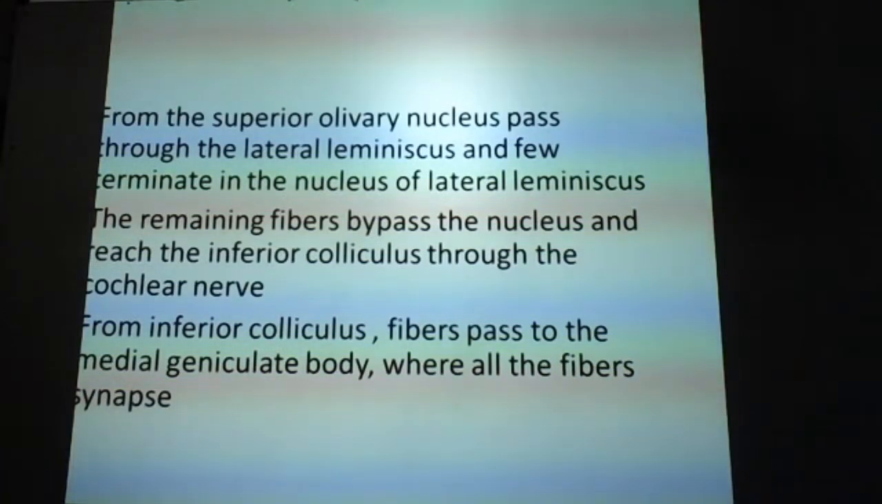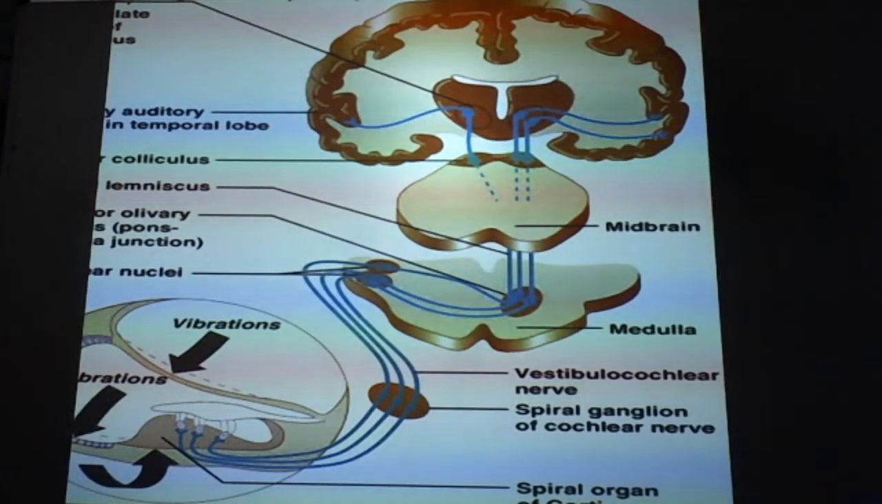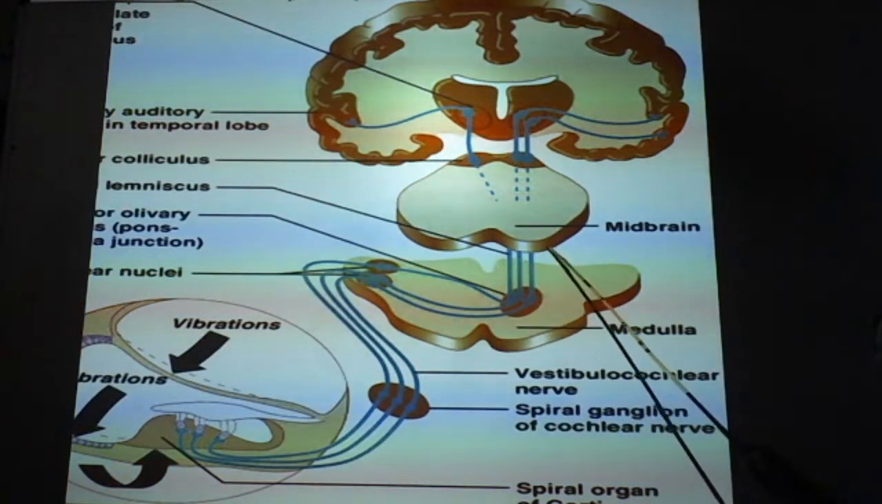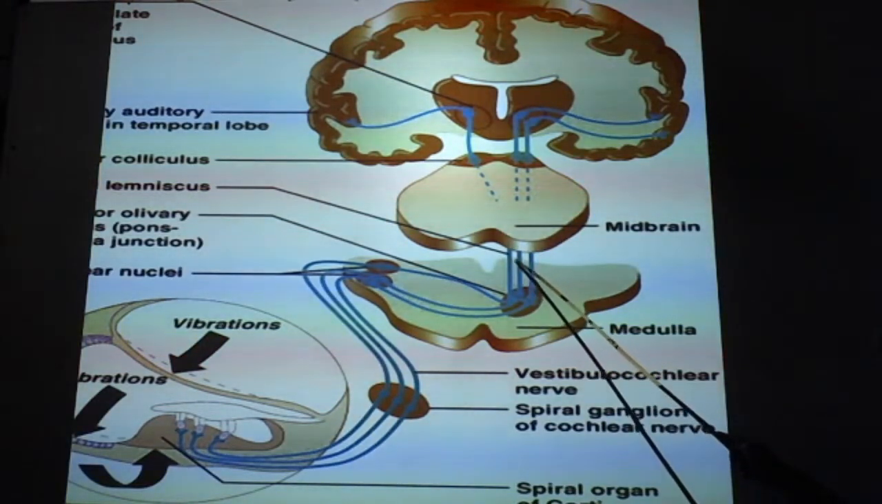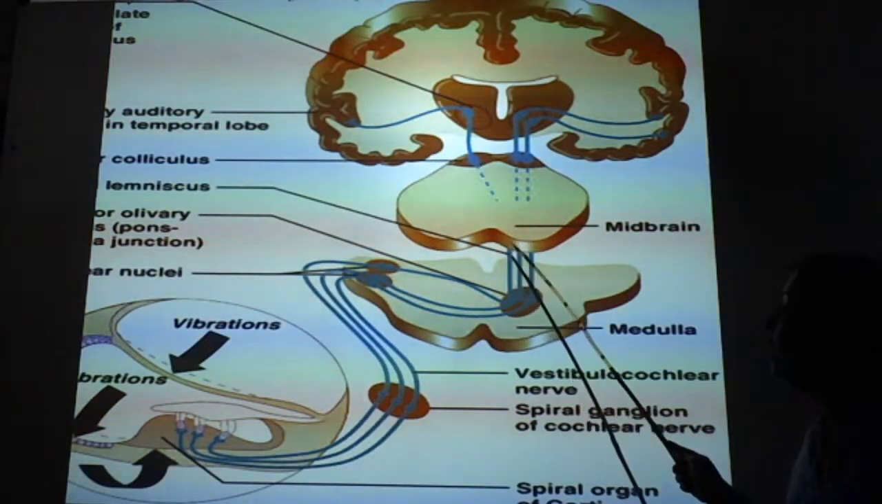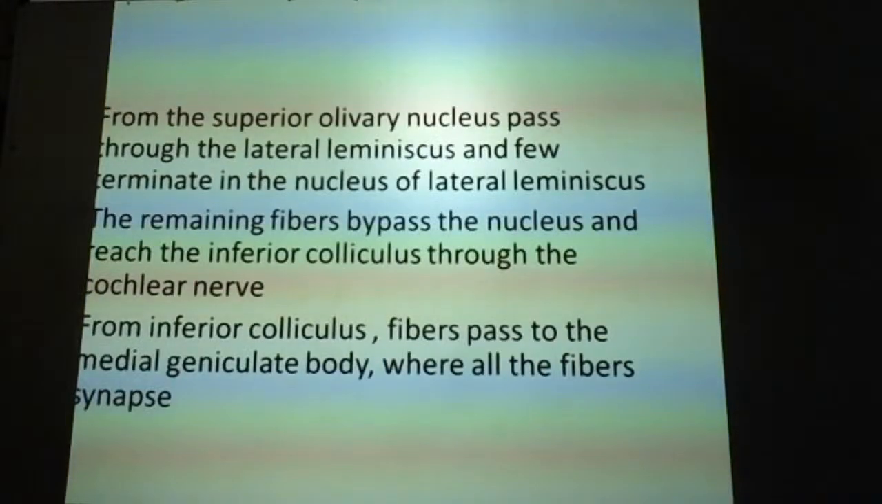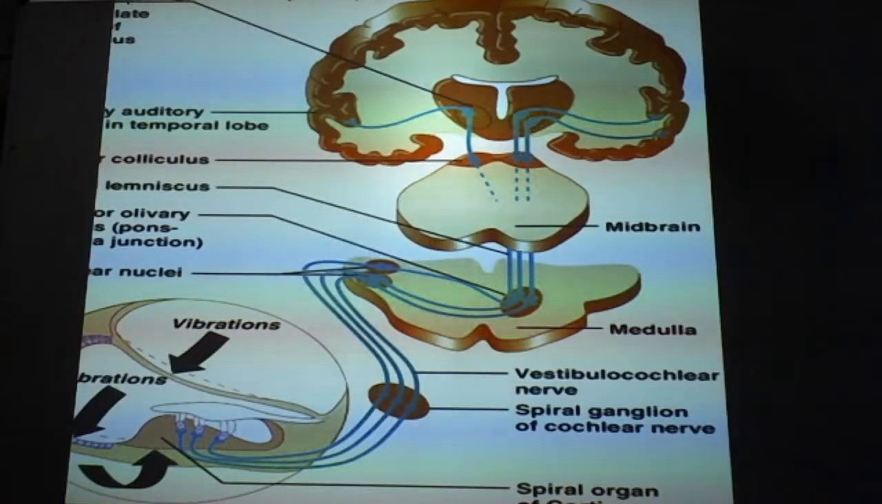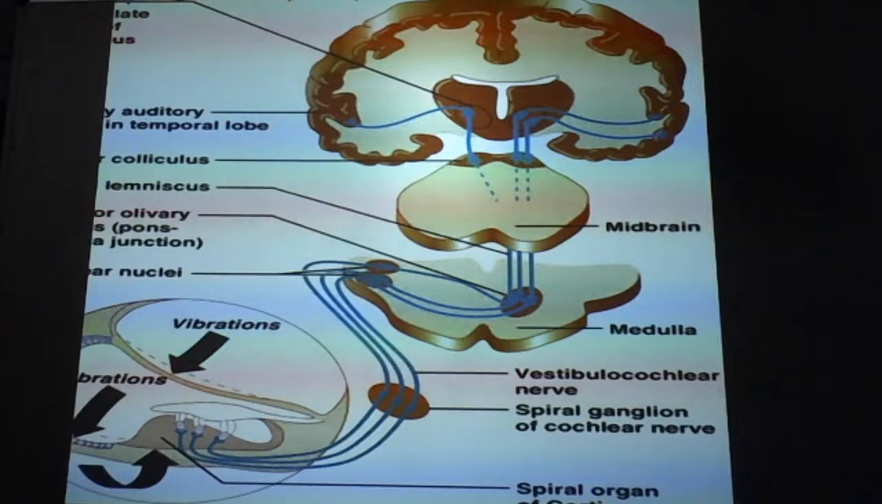From the superior olivary nucleus, they pass through the lateral lemniscus, and a few terminate in the nucleus of the lateral lemniscus. See here, this whole bundle is called the lateral lemniscus. Most of the fibers form the lateral lemniscus, and a few terminate and end there only, but the majority of them go on.